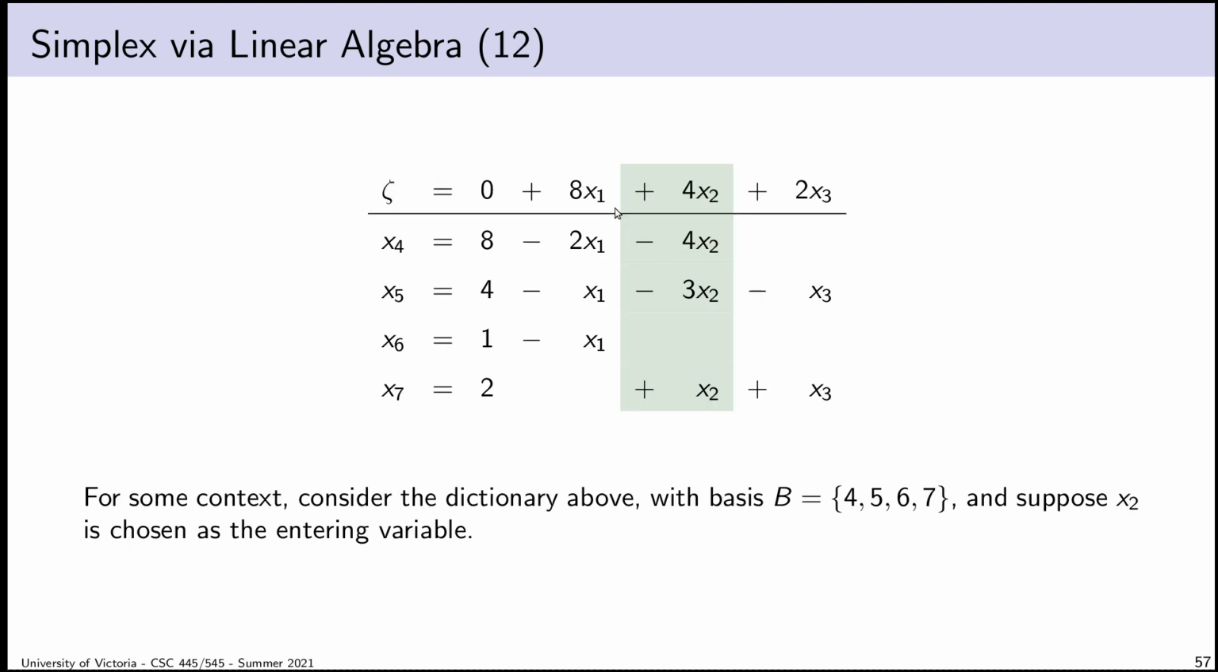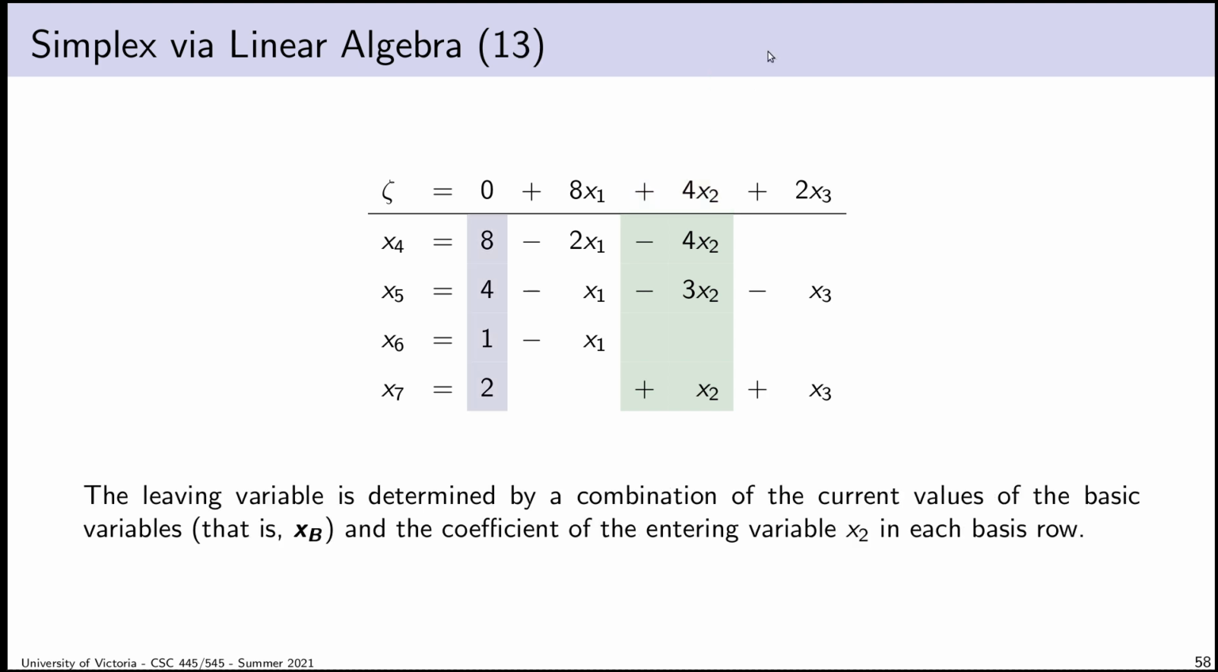If we look at this in dictionary form, here's an example of a dictionary. Suppose that I've chosen x2 to be my entering variable. To decide what's going to be my leaving variable, what I would normally do is walk down the column for x2, and use the constant column as well, and the two of them together would be used to compute bounds on my entering variable. For example, this would give the bound x2 is less than or equal to 8 over 4, which I'll simplify to 2.